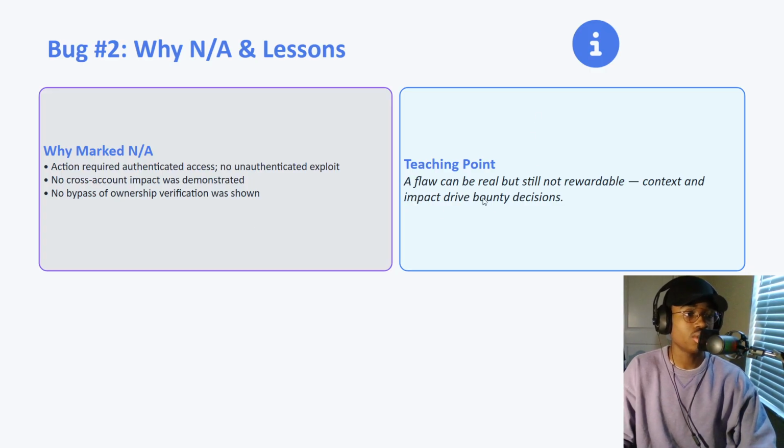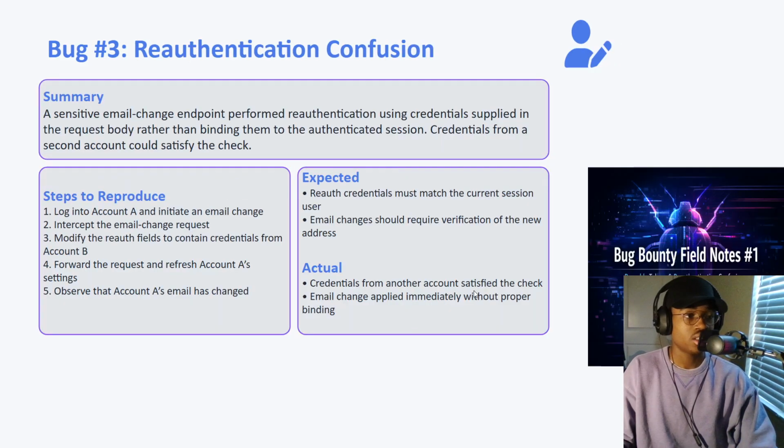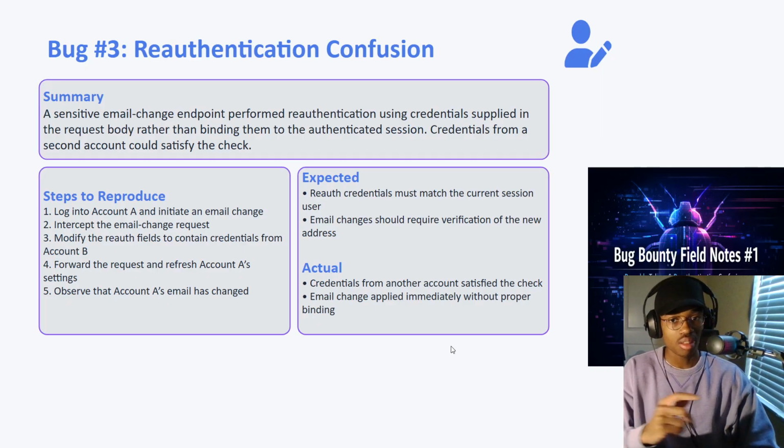Teaching point: a flaw can be real but still not rewardable. Context and impact drive bounty decisions. See, this is what I was talking about. HackerOne would have had a higher chance of accepting it, but Bugcrowd cares more about exploit and impact to victims. You need to keep that in mind. But all right, I have one more thing to say at the end, but I'll save that for the end.